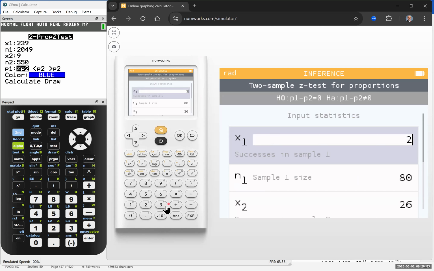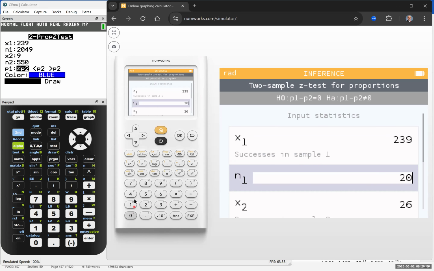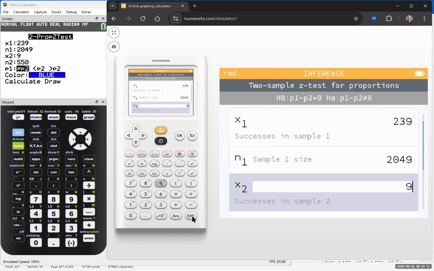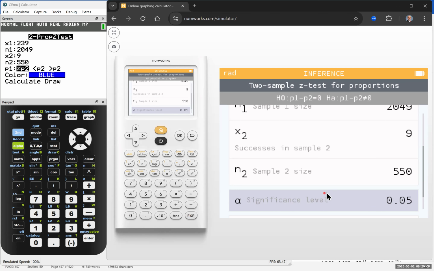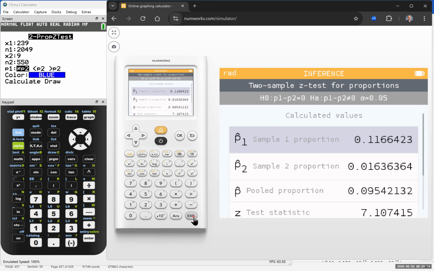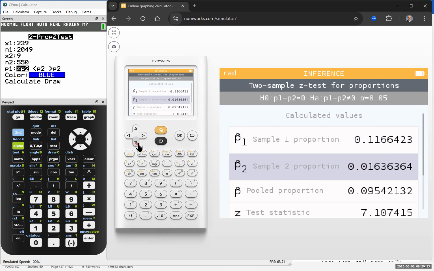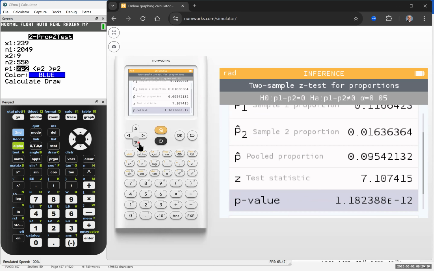Okay, number of successes is 239, then 2049 for the sample size. And then the number of successes in the second sample was 9 with a sample size of 550. Significance level of 5% or 0.05. That's correct. Click next. So it gives us the proportions. Okay, so there's our test statistic and our p-value. Our test statistic is positive 7.11.